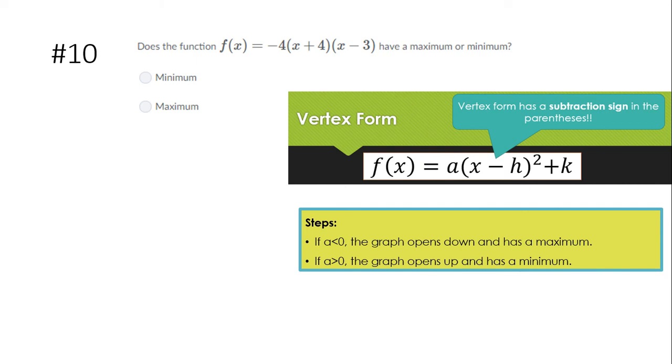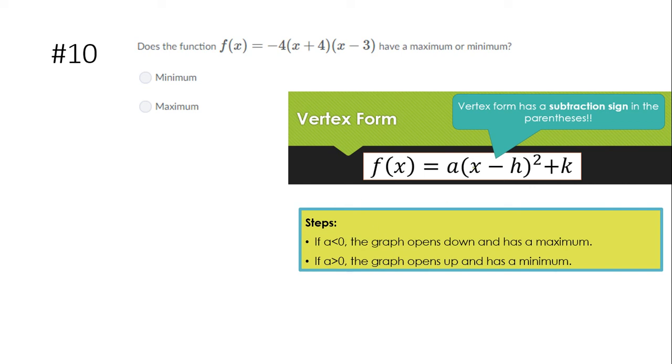Number 10, does the function f of x equals negative 4 times (x plus 4) times (x minus 3) have a maximum or a minimum? Okay, at first glance this looks like vertex form, but it has a subtraction sign in the parentheses. This is actually not in vertex form. This is in factored form.